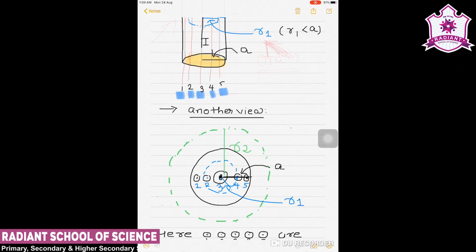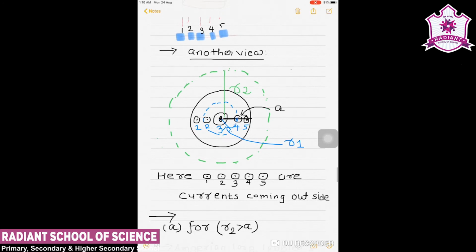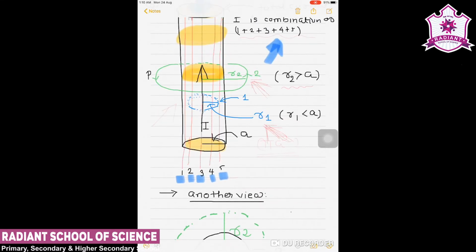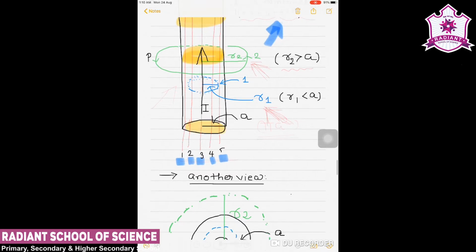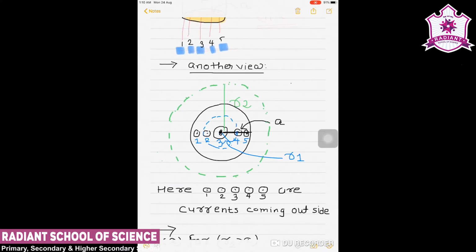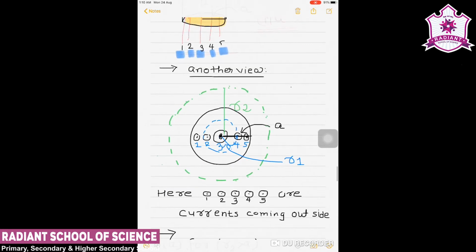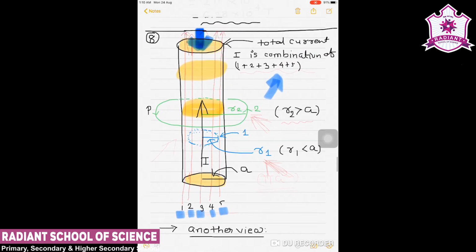When we view it from the upper part, what we find is that all the 5 lines of the current are indicated by dotted lines. That indicates that all the currents are coming out from that cross section. Here that big green loop is nothing but this green loop as shown in the figure above, and this blue loop of radius r1 is also nothing but the blue loop as shown in this figure.